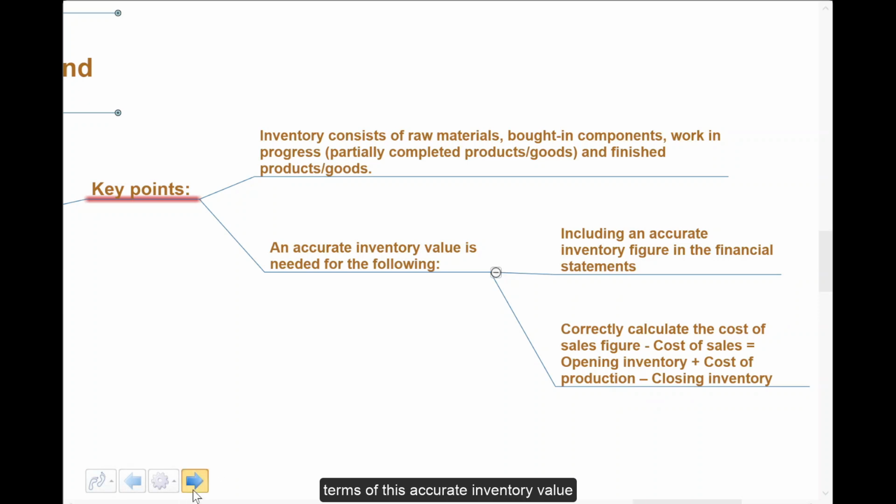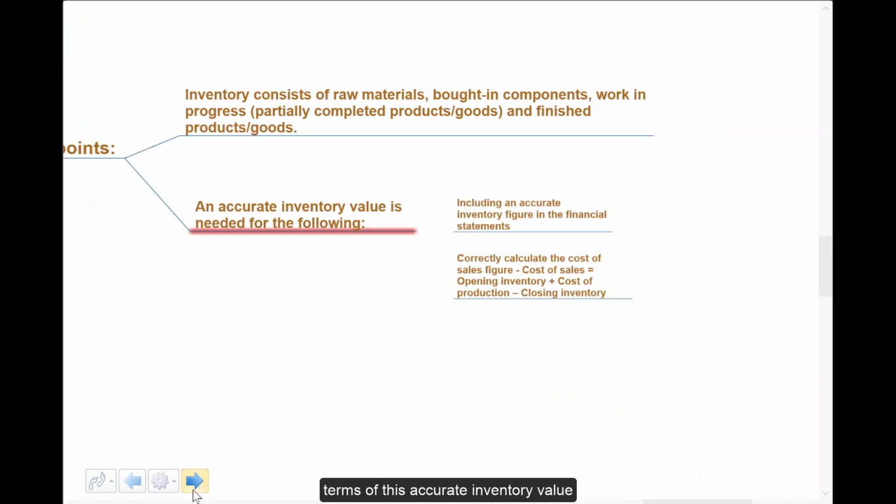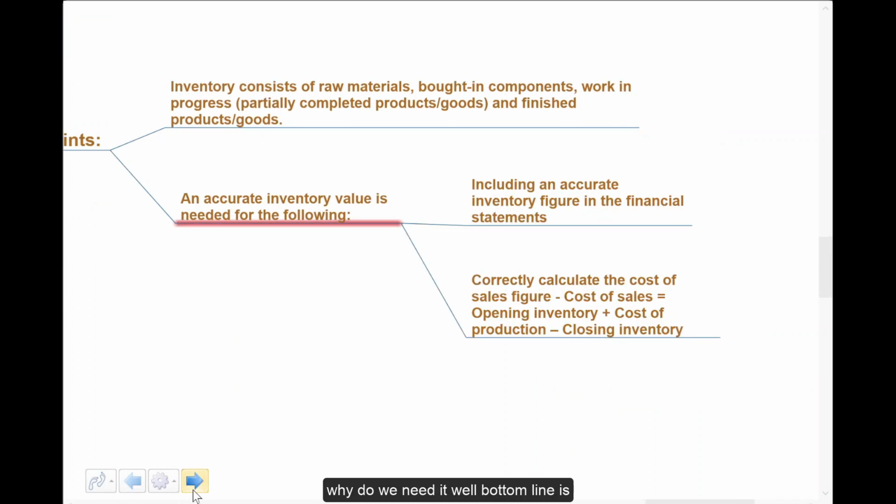So, in terms of this accurate inventory value, why do we need it? Well, bottom line is that inventory is a key figure in financial statements. We know that it appears under current assets alongside bank, accounts receivable, etc. And it may be, for a manufacturing business, a very significant figure. Therefore, let's get it right.